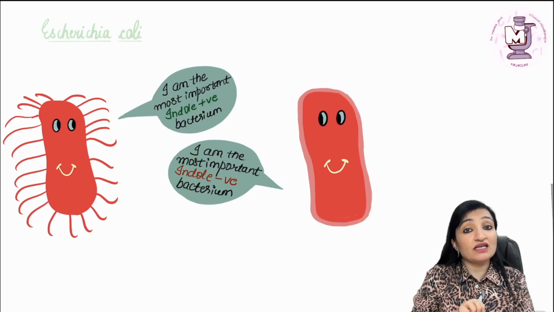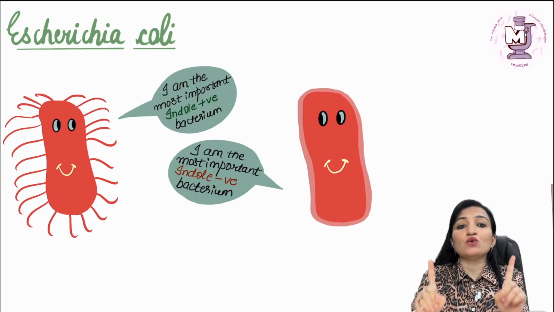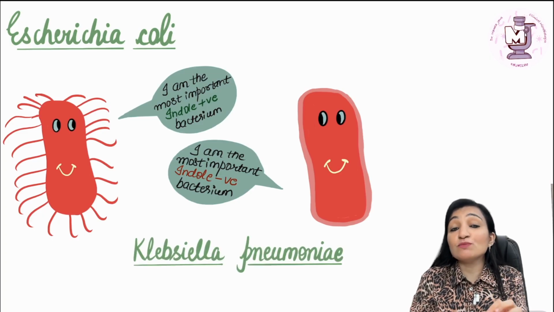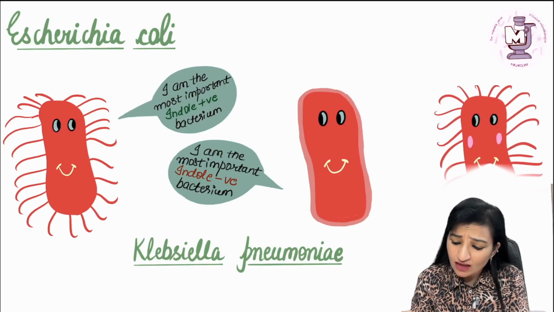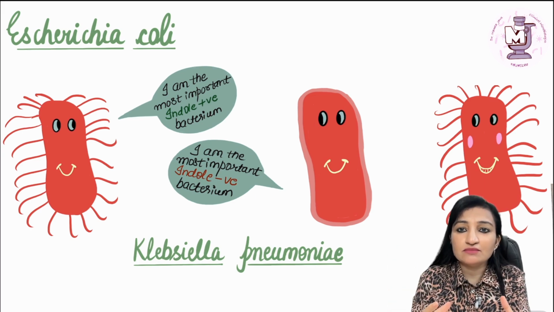So what I want my students to remember from this slide is that the most important indole positive bacterium, which would you say in the exam? Escherichia coli. And the most important indole negative, which one do you have to say? Klebsiella pneumoniae. Okay, now who else joins this conversation?